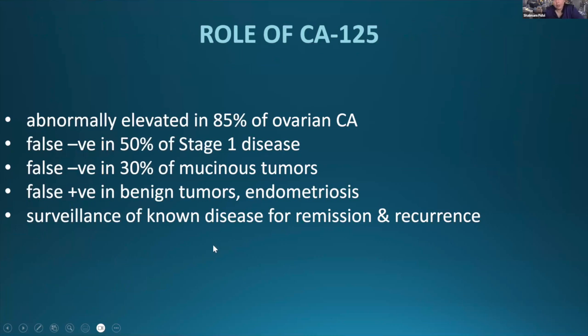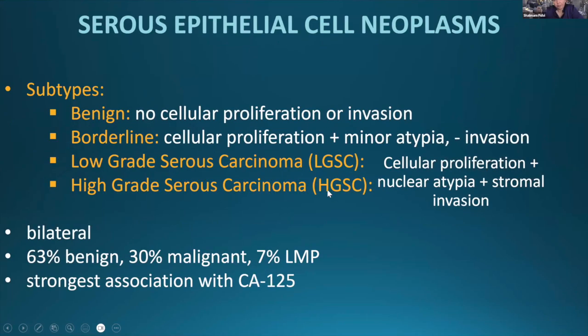How about the role of CA125? Now, CA125 is abnormally elevated in 85% of patients with ovarian cancer, but I want you to note that it can be false negative in half of patients with stage 1 disease. Almost 1/3 of patients with mucinous cancers can also have a false negative CA125. It can also be positive in benign ovarian tumors and in endometriosis. So really in clinical practice, the role of CA125 is in the surveillance of patients with known ovarian cancer, either to make sure that they continue to be in remission or to detect recurrence.